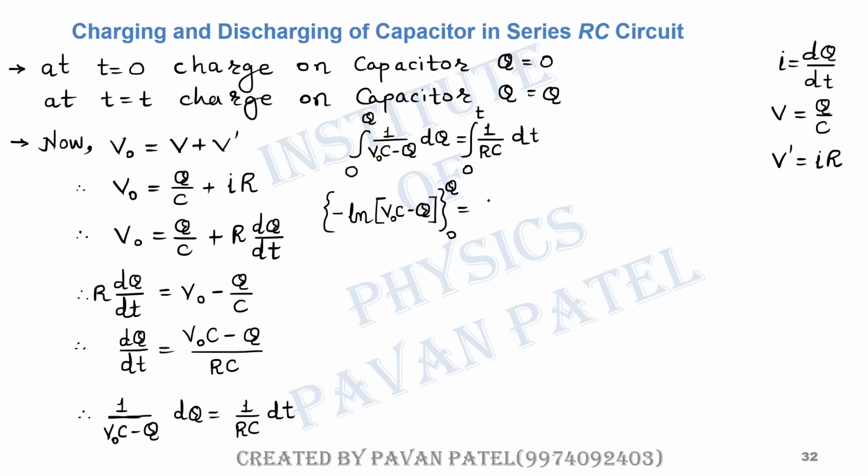On the right hand side, 1 upon RC is a constant. Integration of dt becomes t, and its limit is from 0 to t. Okay, so again 1 over the variable: the integration of 1 over the variable will be ln(V0C minus q), because in the denominator the whole term is V0C minus q, right? And this minus sign is attached to q as a variable, so I have to multiply it with the minus sign.